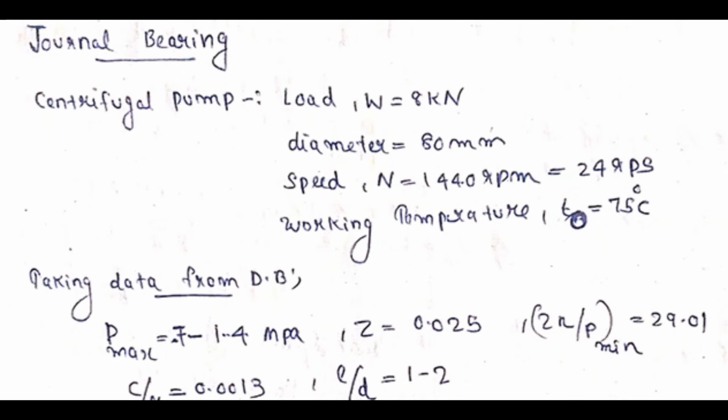Okay. So first I have written all the given conditions, and it's already given as a journal bearing for a centrifugal pump. Load is given as 8 kilonewton, so W is taken as 8 kilonewton. Diameter is given. Speed is also given in RPM, and this is the converted value of RPM into RPS. You have to divide the RPM by 60 to get the value in RPS. Then working temperature or operating temperature TO is already given as 75 degrees Celsius.